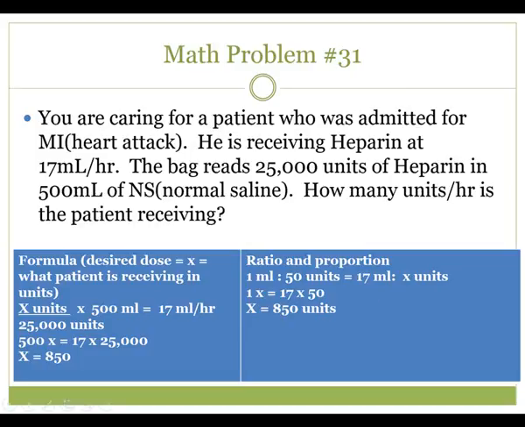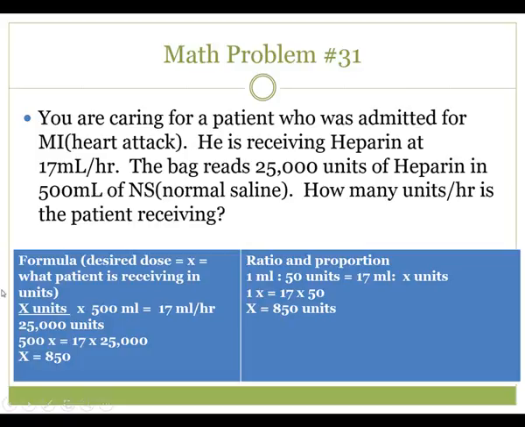The desired dose is what we want to know. What we want is what dose he is getting. So the ordered dose that he's getting is X in this situation. The available dosage is 25,000 units in 500 mils, and to get that X, it's taking 17 mils an hour to do it. So if you solve for X, that comes out to 850 units is technically what he's getting.